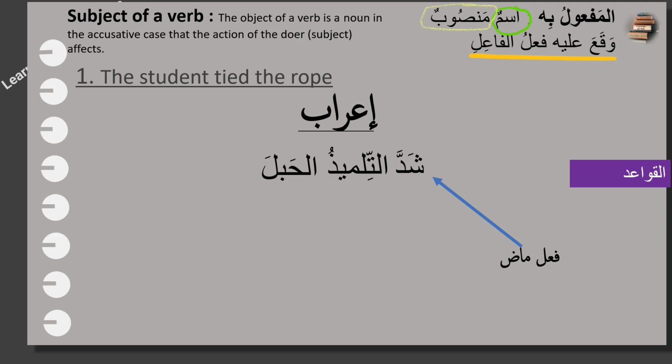And then تلميذ, it's فاعل مرفوع بضمة. All it means is that if you look at the end, تلميذ is مرفوع, which is ضمة. So in this case, it's nominative, unlike the مفعول به, which is in the accusative case. فاعل مرفوع بالضمة. So you have the ضمة at the end.